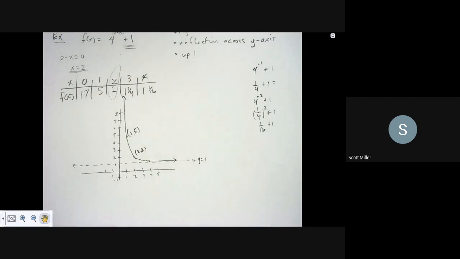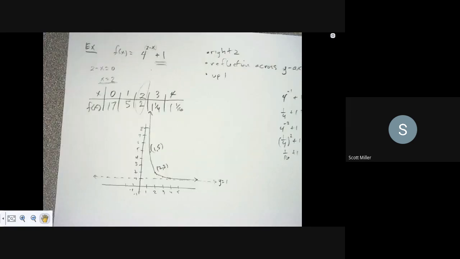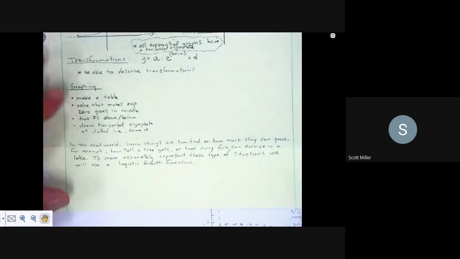Part of what you're going to be doing in your homework is graphing these things out, identifying the horizontal asymptote and the transformations. Now, the second function that you're going to look at is called the logistics function, but let's talk about this part first. In the real world, some things are limited on how much they can grow. For example, how tall a tree gets or how many fish can survive in a lake. To more accurately represent these types of situations, we will use what's called a logistics growth function.